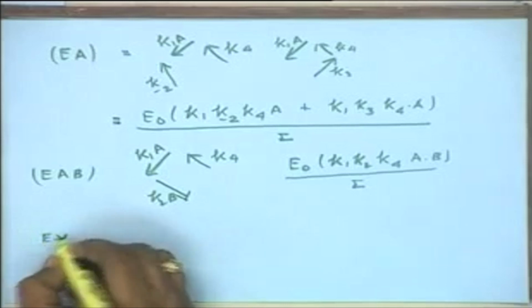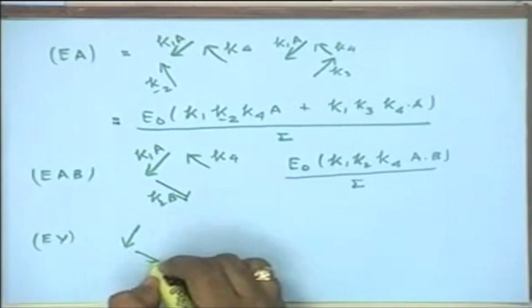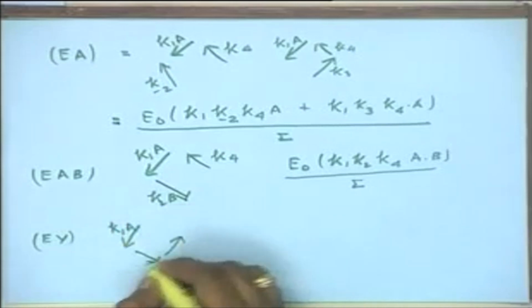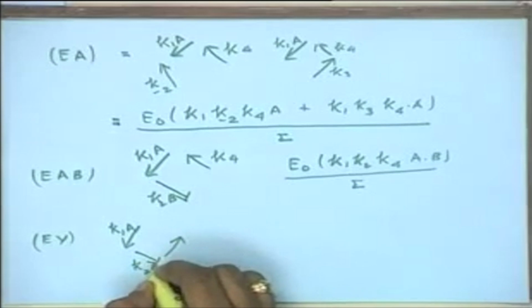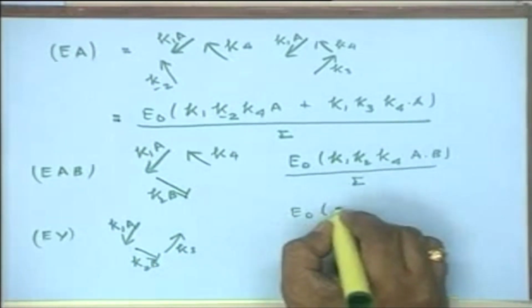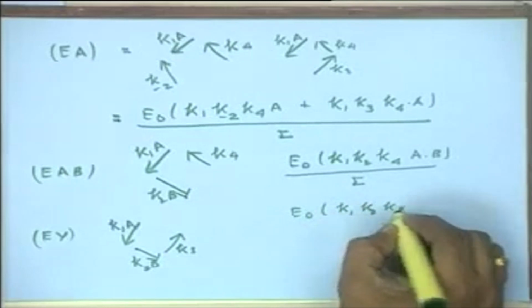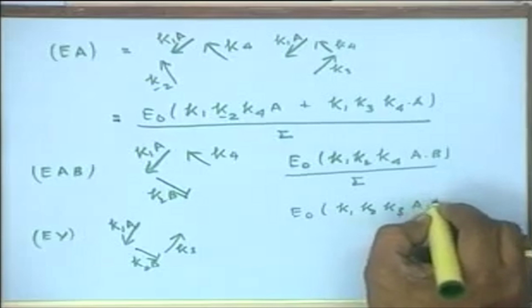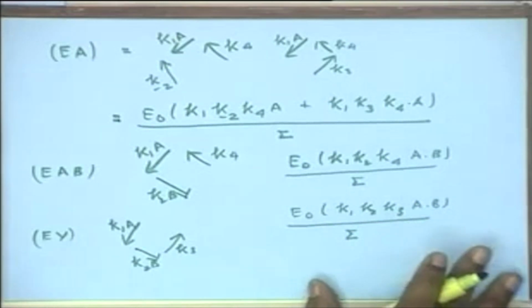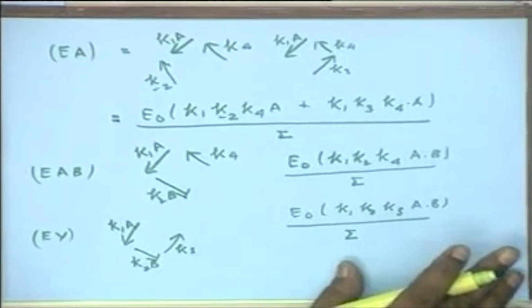Similarly, EY will also have only one pattern, K1A, K2B and K3. So, this will be given by E naught K1 K2 K3 A into B upon sigma. So, you have now the relative concentrations or the relative fractions of each of the enzyme species that are present.